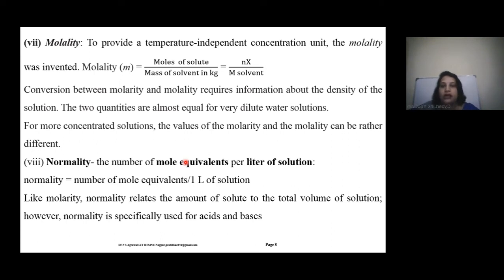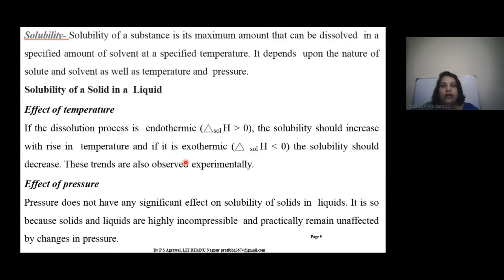Now, we will see solubility. What is solubility? Solubility of a substance means the maximum amount of a solute that can be dissolved in a specific amount of solvent at a specific temperature. Whatever may be the maximum amount of solute which can be dissolved, it should not be left undissolved. Whatever may be the maximum quantity of the solute that is dissolved in the solvent at a definite temperature is the solubility. Naturally, it depends upon the nature of the solute, solvent, temperature, and pressure.